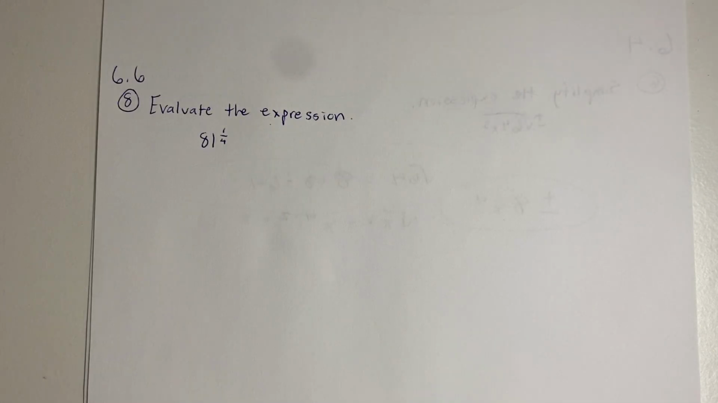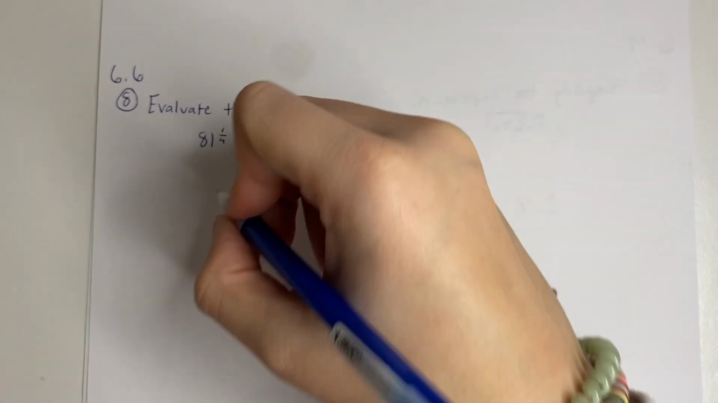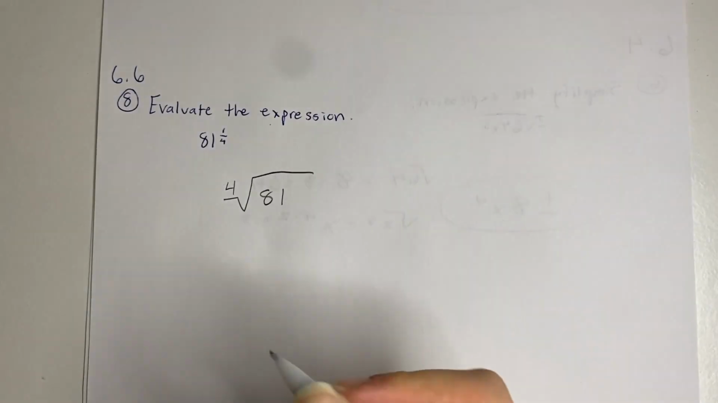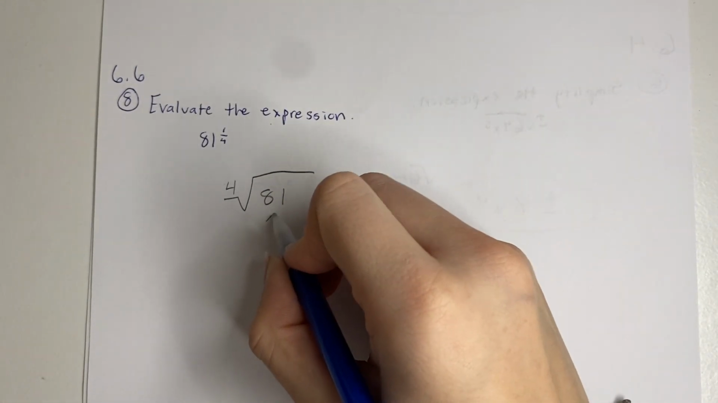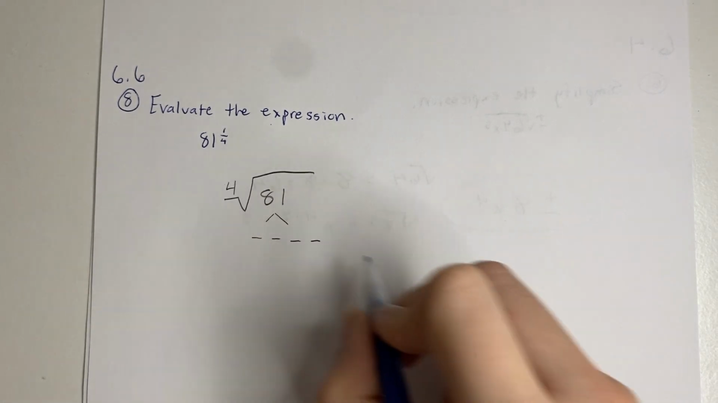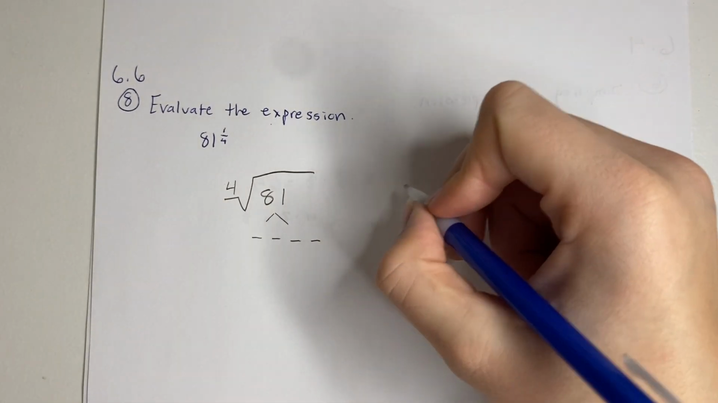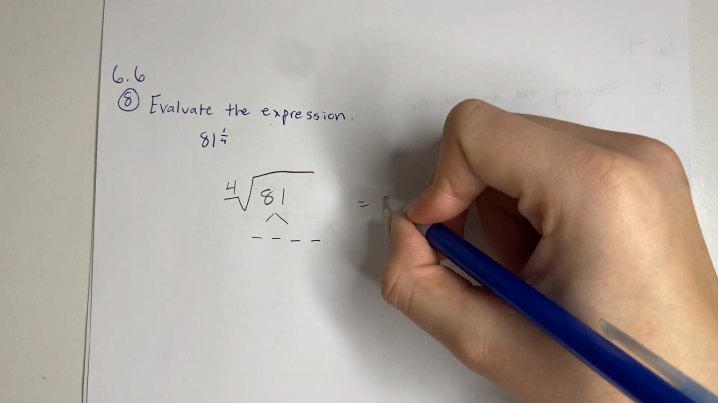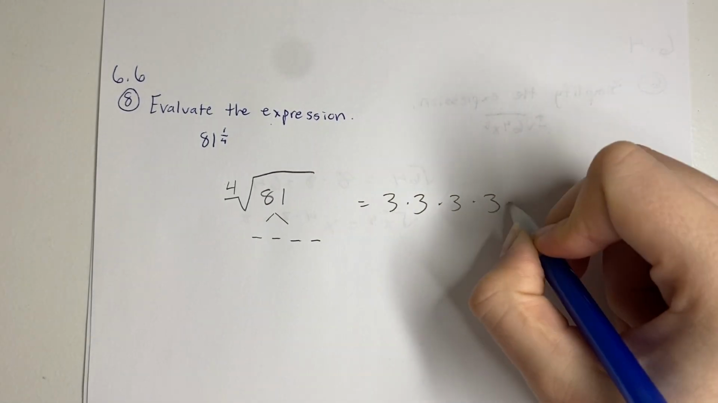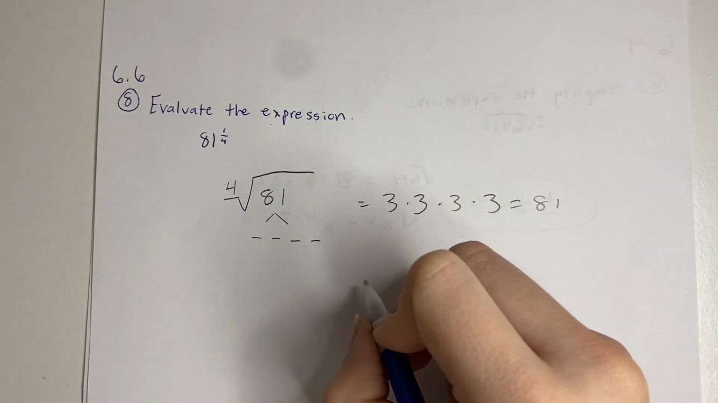Okay, for 6.6, it's saying to evaluate the expression 81 to the 1/4. So this is the same thing as writing this, and then basically you want to break this down to see what number times itself 4 times is equal to 81, and in this case it's 3 times 3 times 3 times 3 equals 81, so the answer would just be 3.